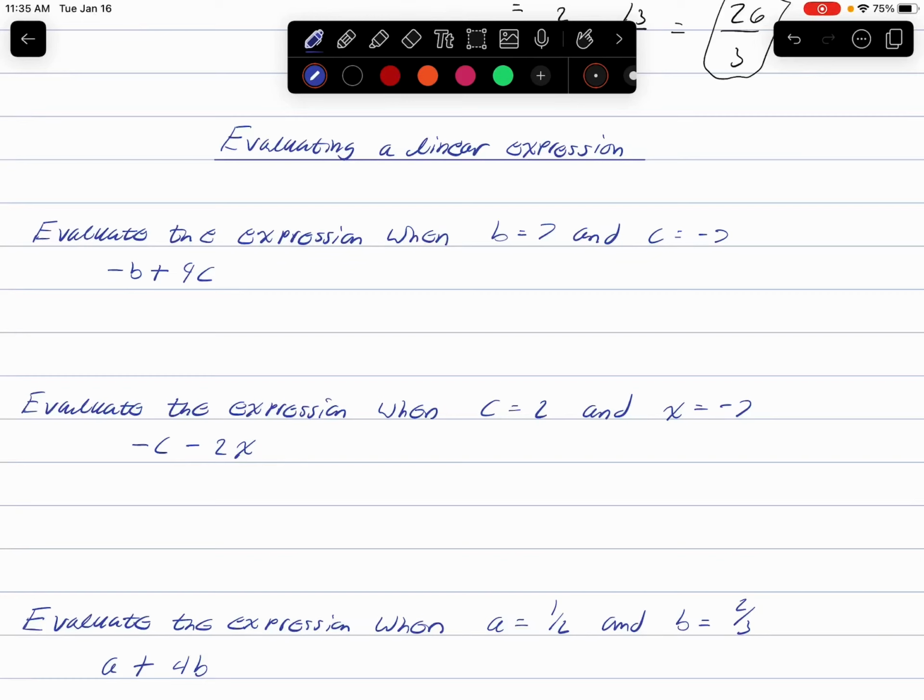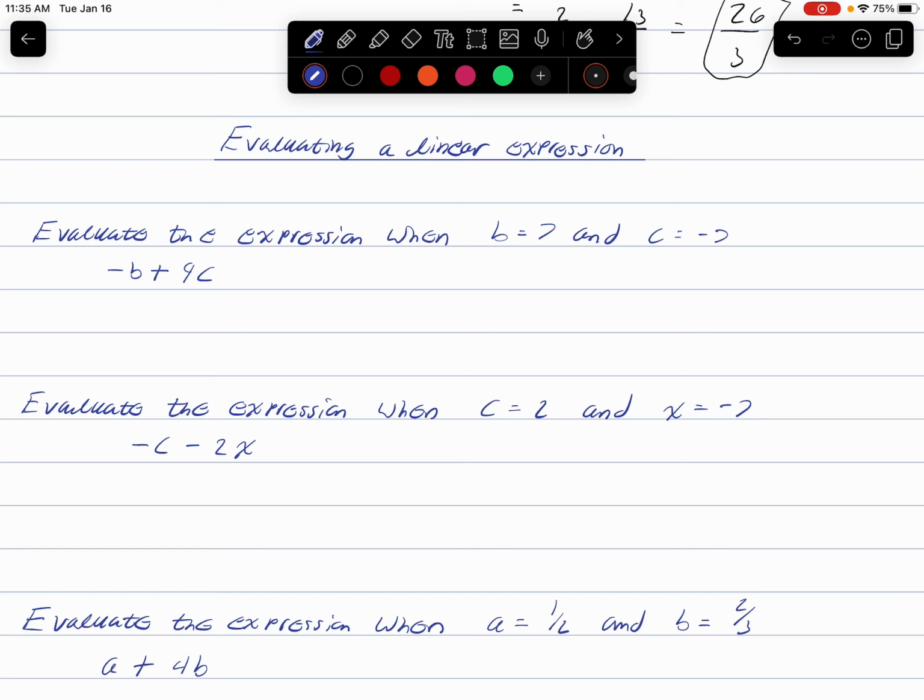So let's take a look now at evaluating a linear expression. What we're going to be doing here is looking at linear expressions where we have letters being substituted for numbers and vice versa, okay? Sometimes it's really convenient in math to use letters rather than numbers, and this is more or less to help you get used to that idea, that we can sometimes use other symbols to represent numbers.